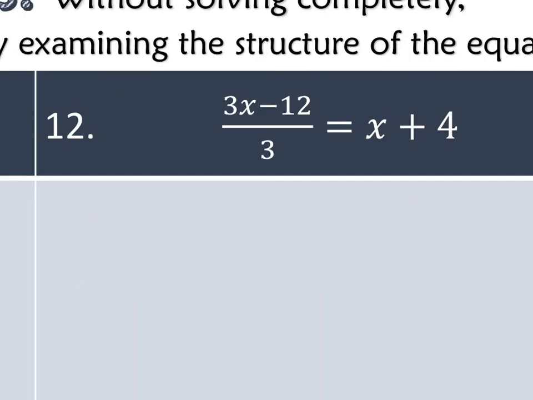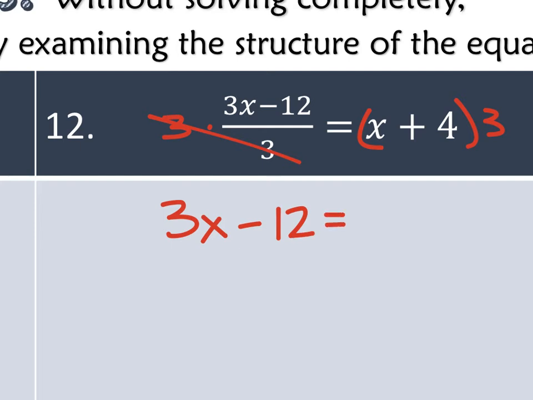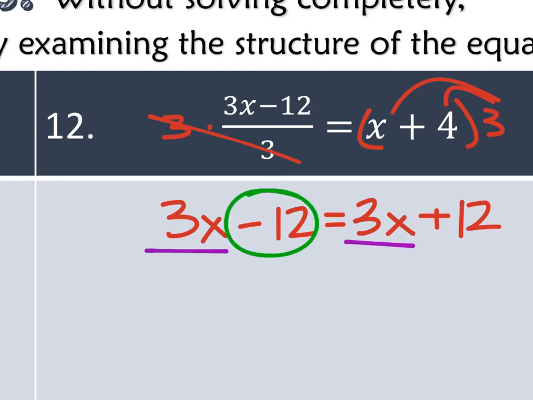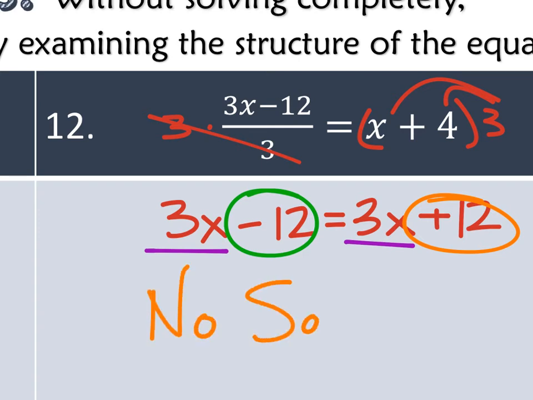All right, so we got 3x minus 12 over 3. This is pretty much the same as that last one. We're going to multiply both sides by 3, and we do need parentheses on the right side. That cancels out into a phantom 1. So we're left with 3x minus 12 equals, we need to distribute this, 3x plus 12. Now that's different, right? We got the same coefficients of x, that's fine. But since this one is subtracting 12 and this one is adding 12, they are different, which means that though the coefficients are the same, this one has exactly no solutions.